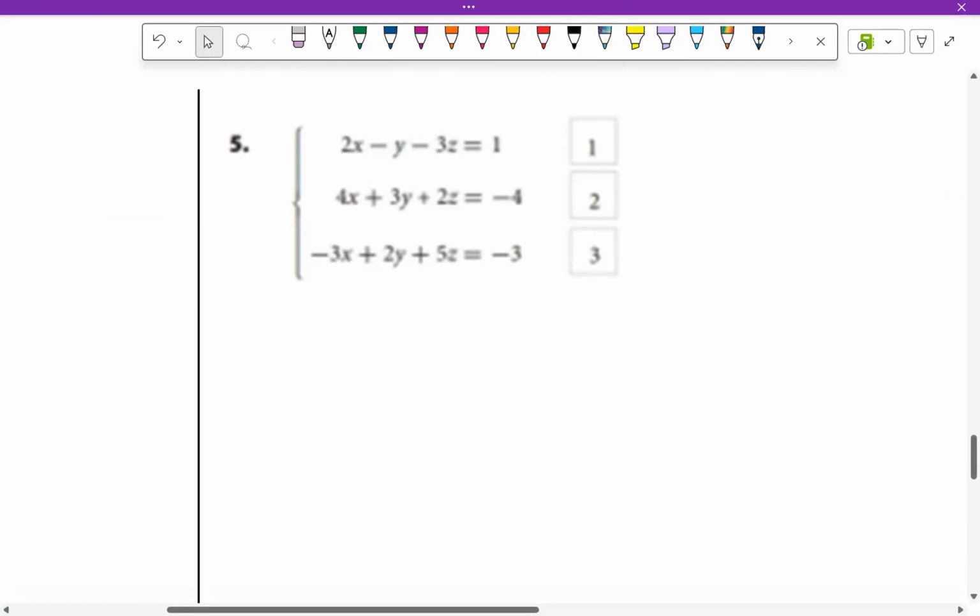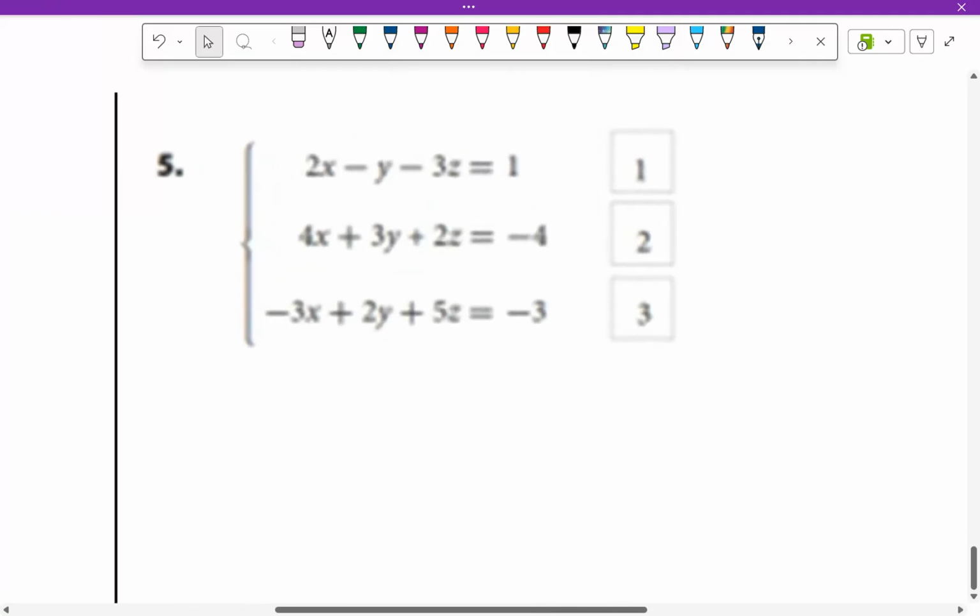In this video, we're going to continue topic 4.2. We are looking at solving systems of three equations using the elimination method.